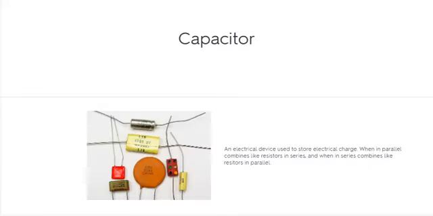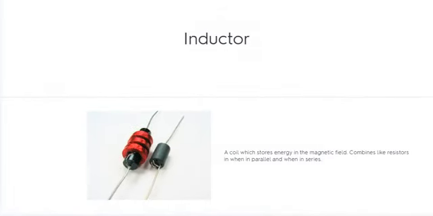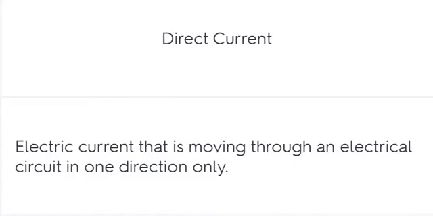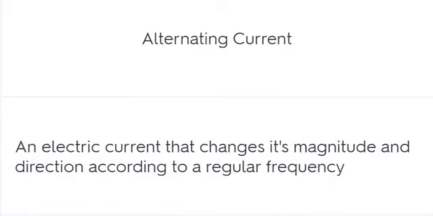Capacitor: an electrical device used to store electrical charge; when in parallel it combines like resistors in series, and when in series it combines like resistors in parallel. Inductor: a coil which stores energy in the magnetic field; it combines like resistors, in series when in series and in parallel when in parallel. Direct current: electric current moving through an electrical circuit in one direction only. Alternating current: an electric current that changes its magnitude and direction according to a regular frequency.